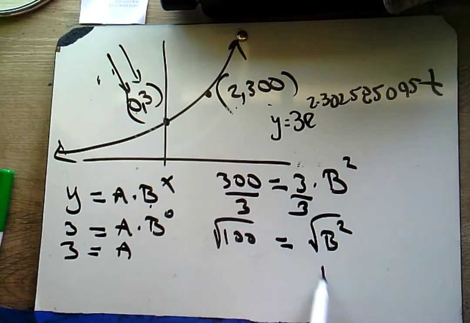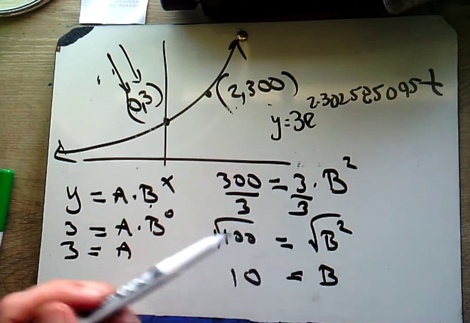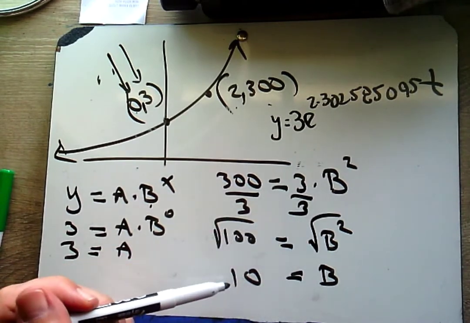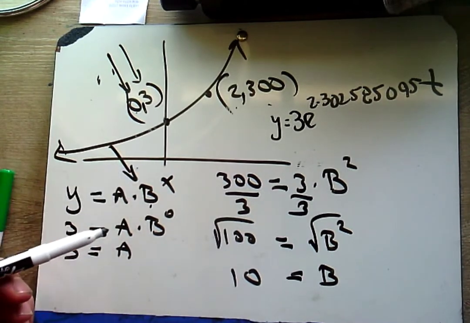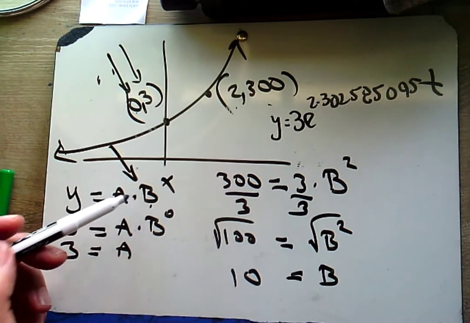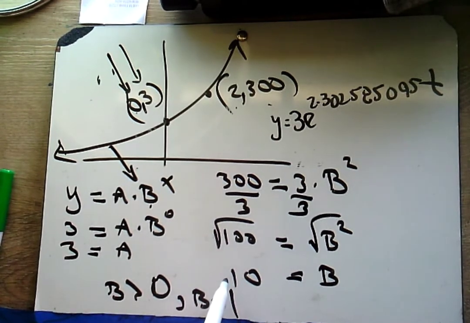And if I take the square root, b equals 10. Now, I know I've been saying all year that when you take the square root of both sides, you need the plus and minus. However, in this model, we're never going to have a b that's less than 0. B is always going to be greater than 0, and b will never be 1. So I'm not going to use the negative 10. I'm just going to use the positive 10.